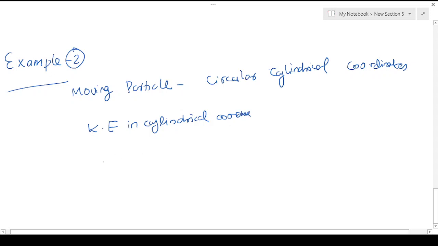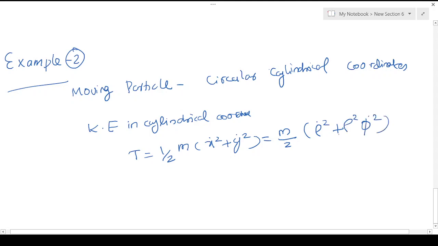Okay, so that will be equal to T equal to what? Half m (x dot square plus y dot square). So that is equal to what? m by 2 (rho dot square plus rho square phi dot square). Okay, and take V equal to 0. For example, the potential energy in this case we are taking as 0 over here for simplicity.